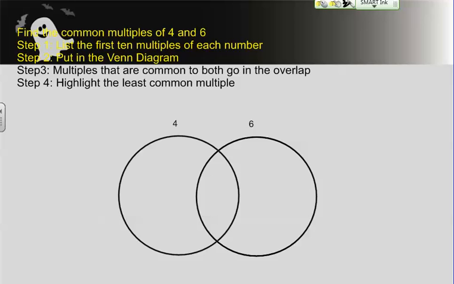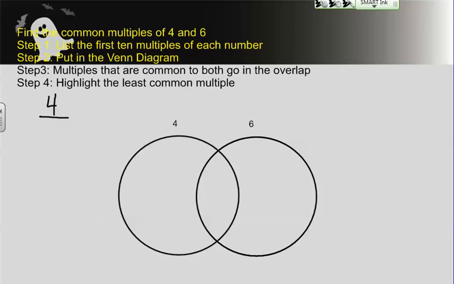Okay, so now we're talking about multiples, the common multiples of 4 and 6. Step 1 says to list the first 10 multiples of each number, put them in the Venn diagram. Multiples that are common to both go in the overlap, and then we're going to highlight the least common multiple. So let's list out the multiples of 4. We're going to list the first 10.